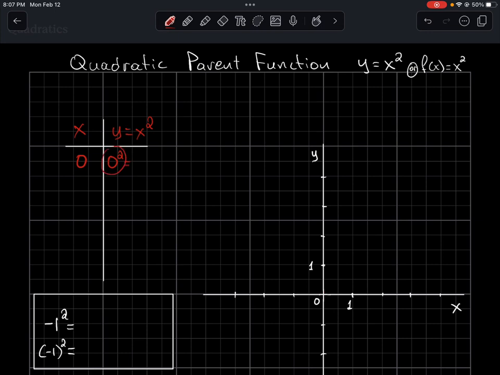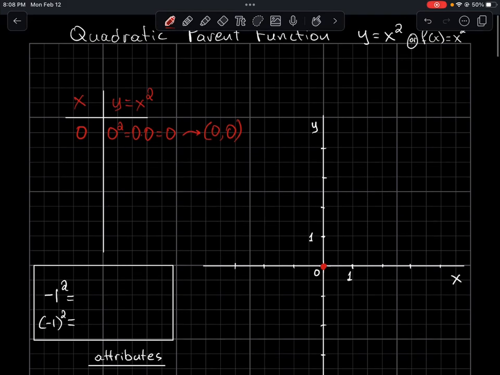Now this is the condensed form. I have to expand it to see what it really is. That's 0 times 0, which is 0. Okay, so when the input is 0, meaning when x is 0, the output is also 0, and I get the point (0, 0). Okay, now let's plot that point. It's right there at the origin.